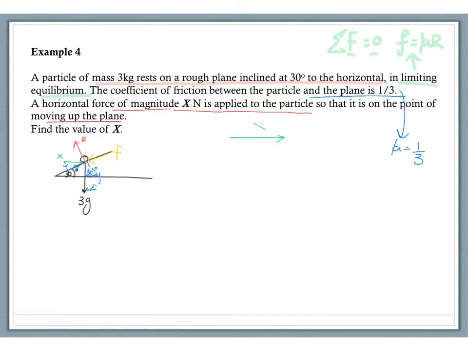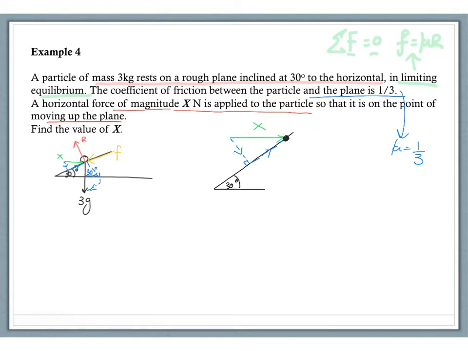There is my force x, which is horizontal, and here's our slope. Here's the component that's perpendicular to the slope, and here's the component that's parallel to the slope. And the slope, of course, has an angle of 30 degrees. Okay, and there is our particle again. So let's work out these components.